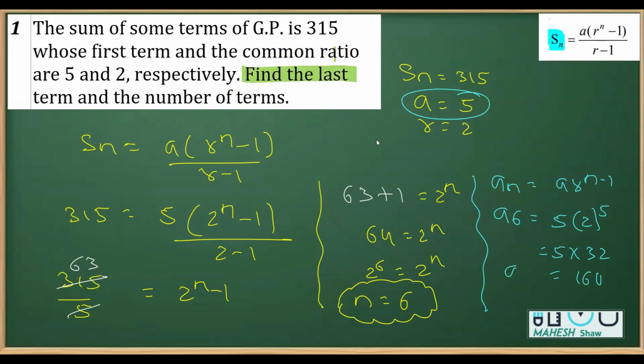160. So we can say the last term, by that they mean the sixth term, as there are 6 terms. So therefore the last term has to be the 6th term. And that's the answer for the next part, that is the last term. And we have already calculated the number of terms. So the number of terms here is 6, and the last term we got is 160.